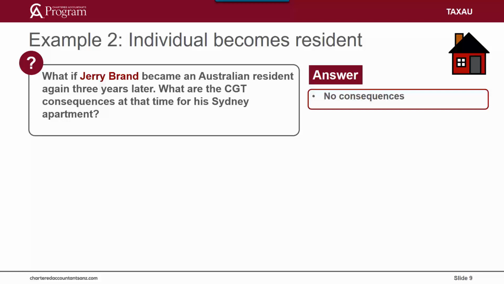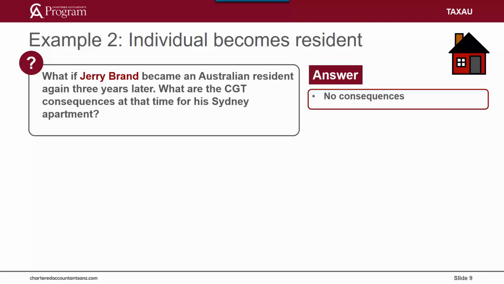Therefore, there were no CGT consequences when Jerry ceased to be an Australian resident. That is, CGT event I1 did not apply to deem the disposal of this asset, and there are no CGT consequences when Jerry becomes an Australian resident again. What this means is that the Sydney apartment is subject to tax in Australia when it is actually disposed of, irrespective of whether he is a resident or non-resident.